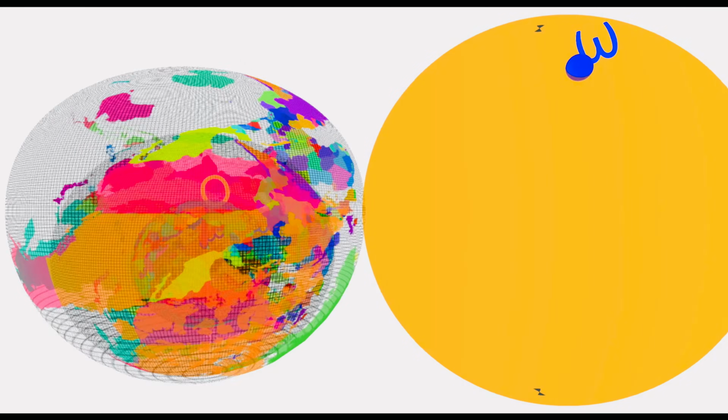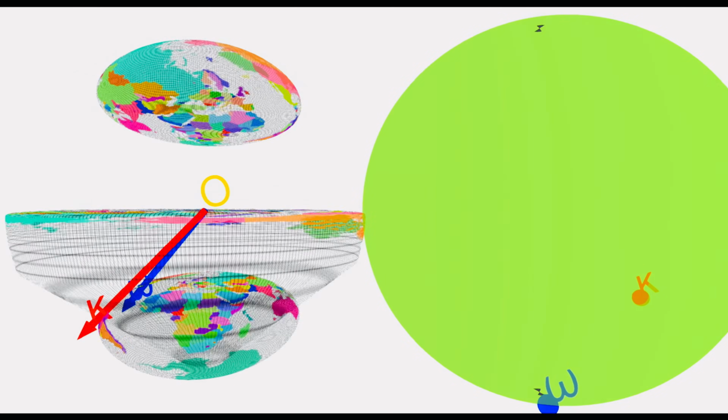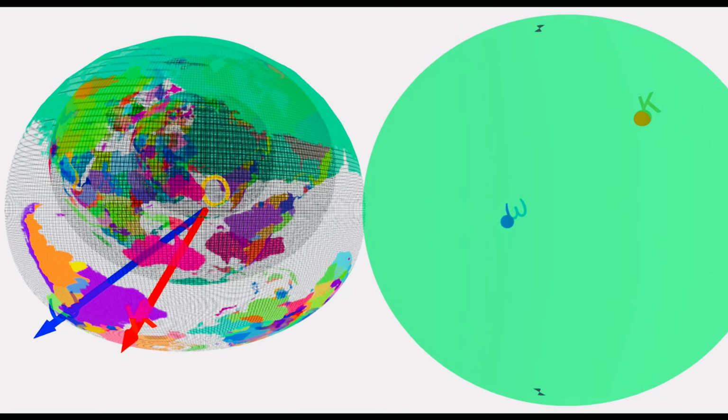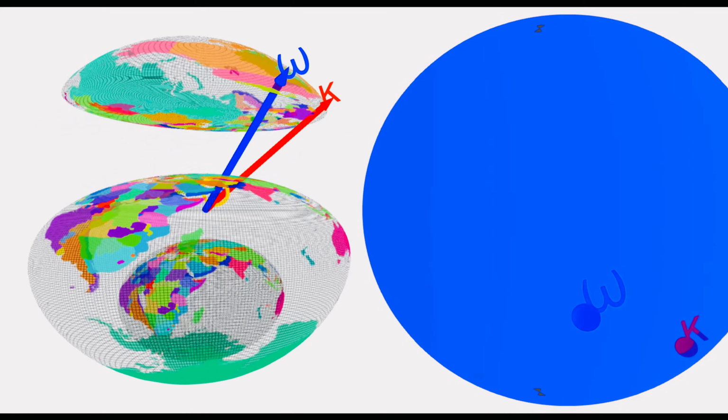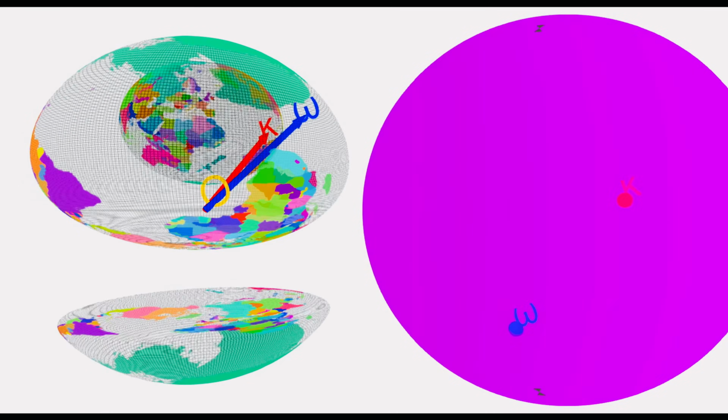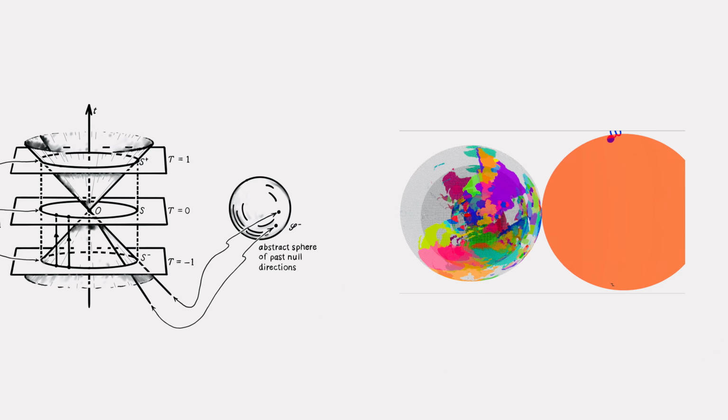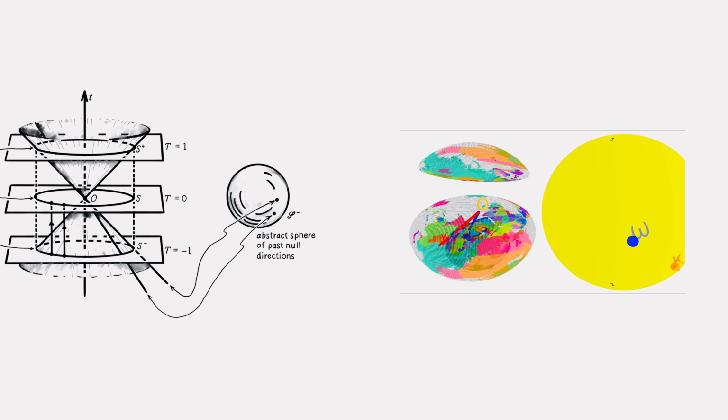The abstract sphere 𝕊⁻ of past null directions represents the observer's celestial sphere in a natural way. The sphere S⁻, or its projection to sphere S, gives a more concrete but less invariant realization.